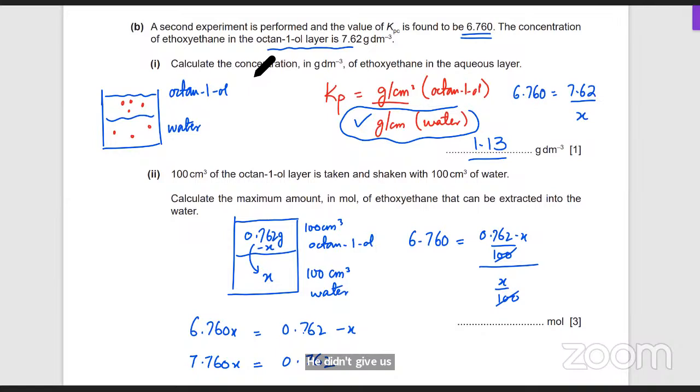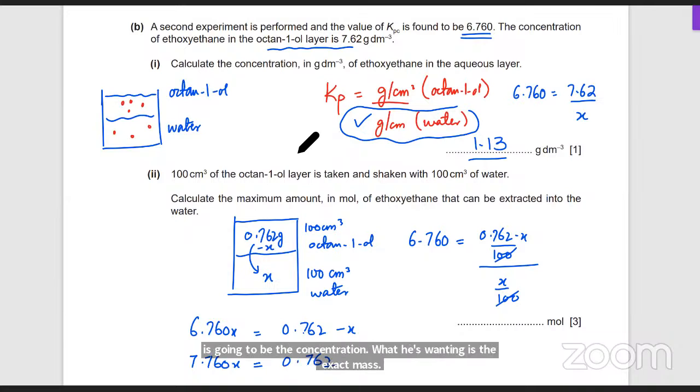इधर अब वो स्पेसिफिक हो गए, वो concentration ही मांग रहे. He's asking for the concentration. मुझे पता है कि what is going to be the concentration. What he's wanting is the exact mass. तो हमें पता है कि if it's 0.762 grams, right? एक सेकंड देना.